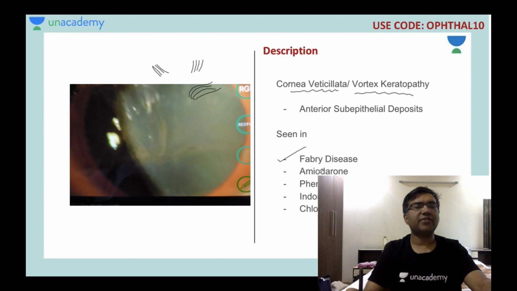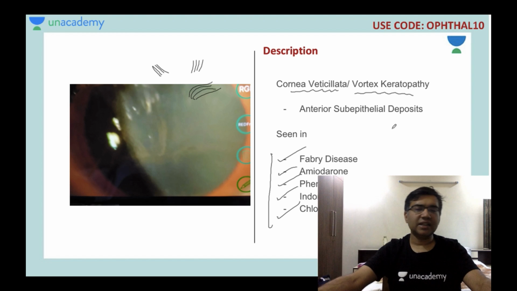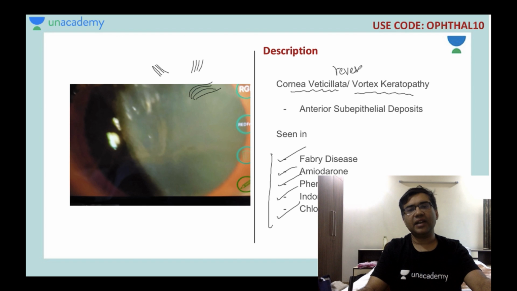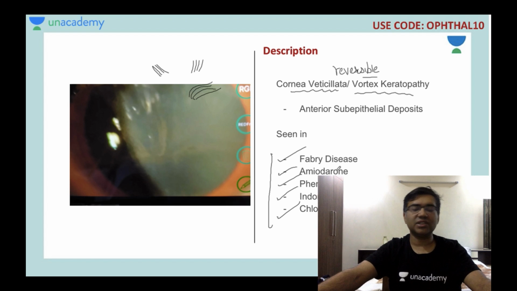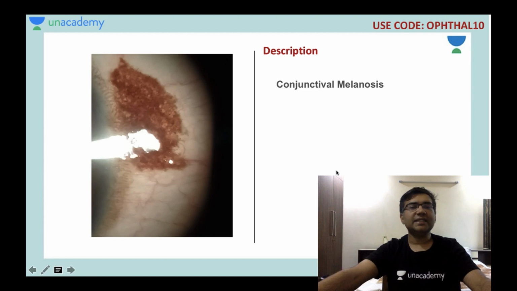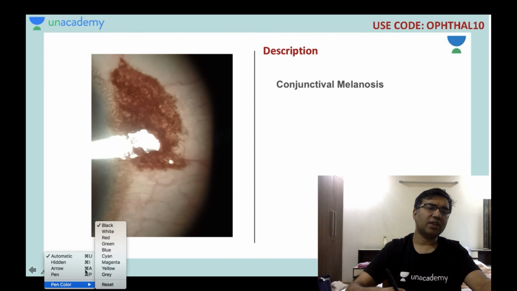Some conditions like Fabry's disease or drug deposits, like my favorite amiodarone, phenothiazine, indomethacin, and chloroquine, can cause a cornea verticillata. Like your other degenerations, cornea verticillata is also a reversible condition, and it does not have any effect on the vision. The only thing is, when you are seeing the cornea verticillata, you need to know that there may be a drug toxicity, and you have to tell the physician to, if possible, decrease the drug dose or stop the medication.